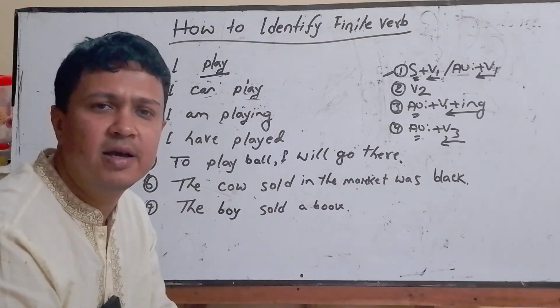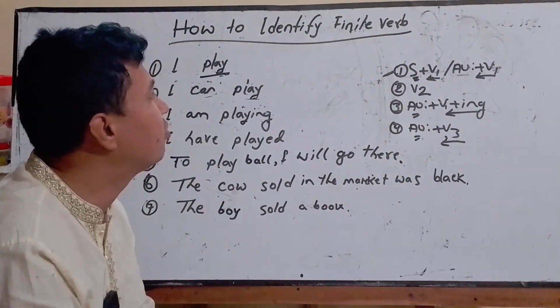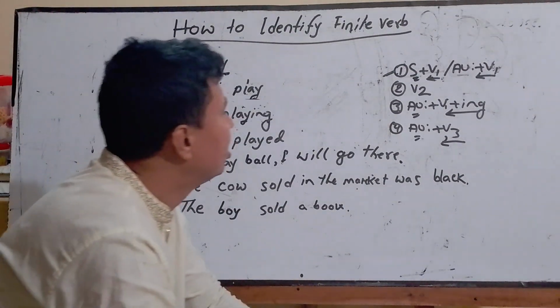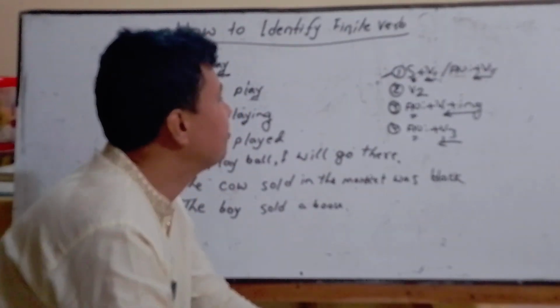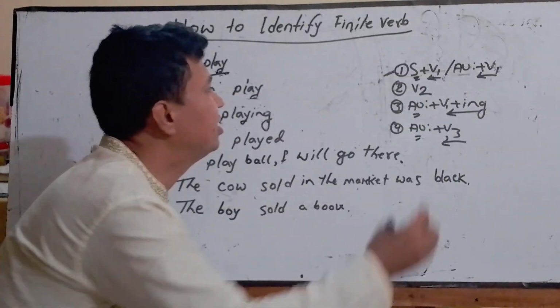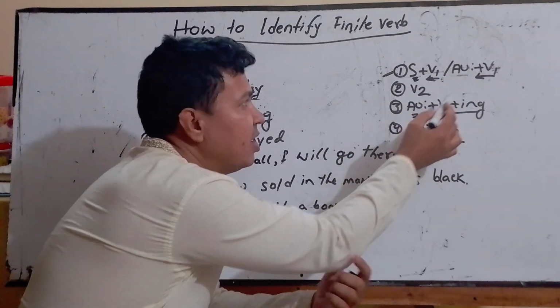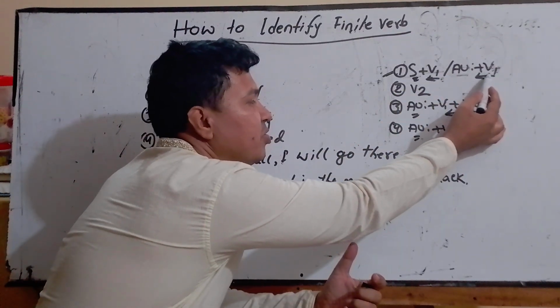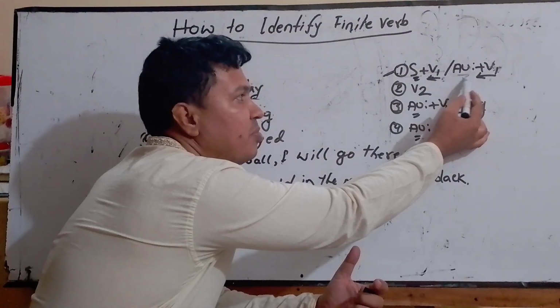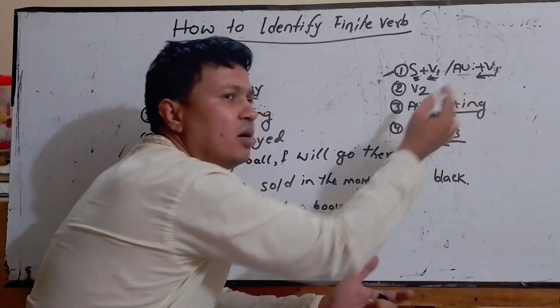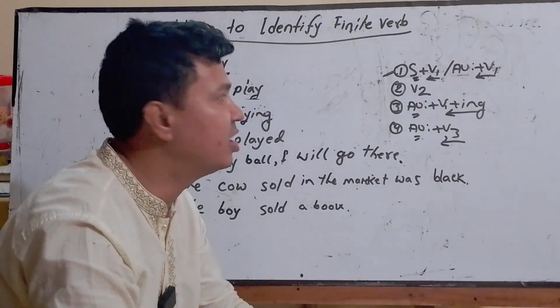In order to identify finite verbs, there are four rules in the English language. The rules are: if you find any verb V1 and there is a subject before the V1, then the V1 will be a finite verb. Or if you find any V1 and there is an auxiliary verb before the V1, that means the principal verb will be a finite verb.